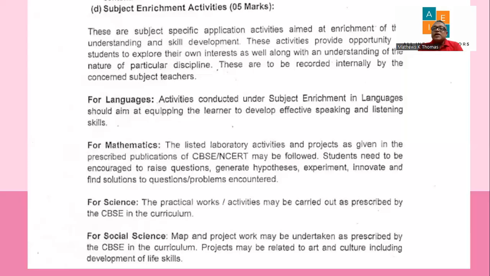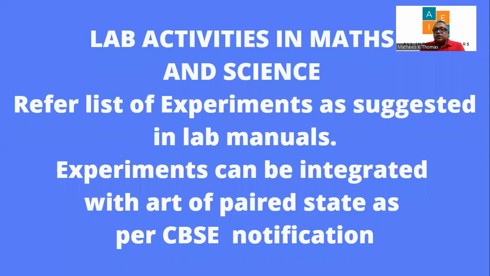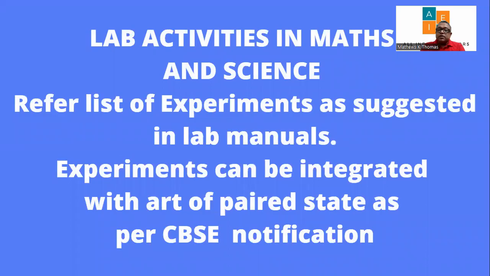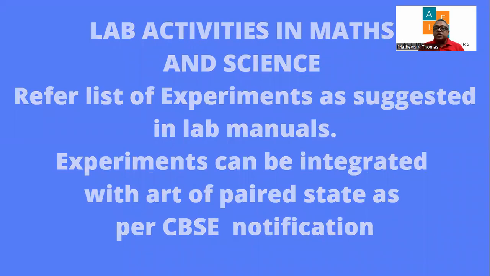So in subject enrichment, they have given languages. The main aim is that you are equipping the learner to develop effective speaking and listening skills. For maths and science, I already told you the lab activities. In social science, they have given map and project work, as prescribed by the CBSE curriculum. Here they have put a note: projects may be related to art and culture, including development of life skills. So here we can incorporate our paired state and also do these projects, right? Then we come to the next part. This I've already discussed, that experiments can be integrated with the paired state as per the CBSE notification.